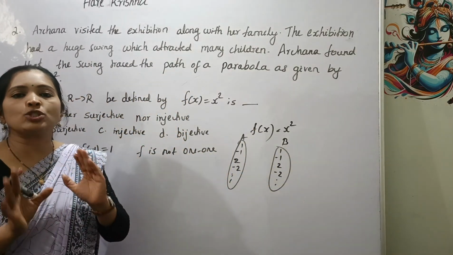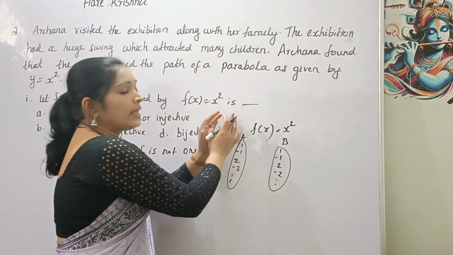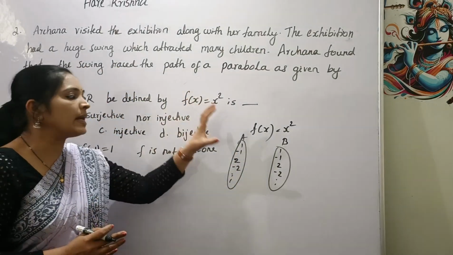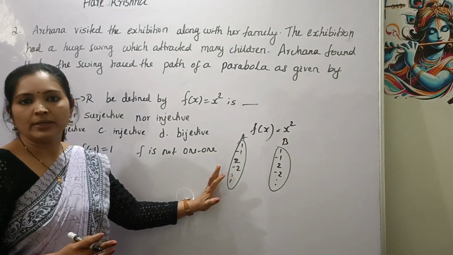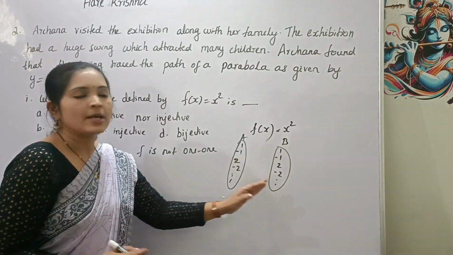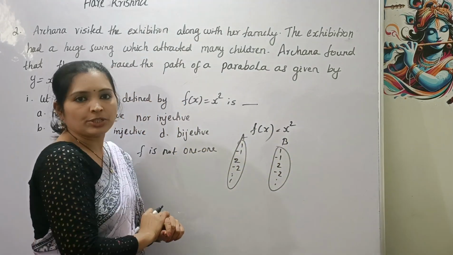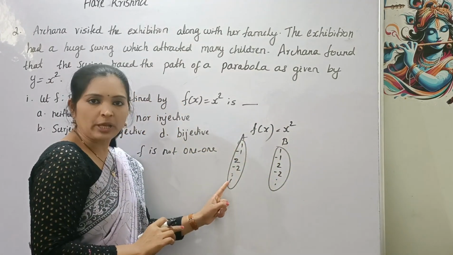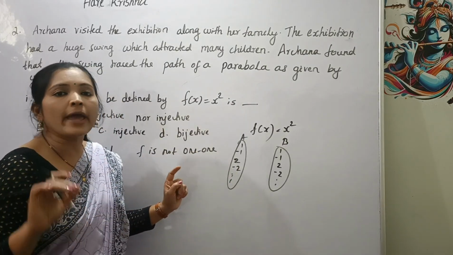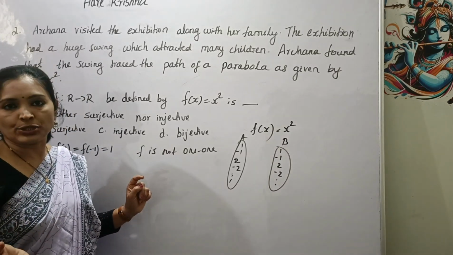Square root of minus 2 is a complex number, not a real number. But in this domain, only real numbers are there. Only real numbers are contained in this domain. Therefore, these negative numbers have no pre-image. This minus 2 has no pre-image. Therefore, we say this function is not an onto function. That is, this function is not surjective.